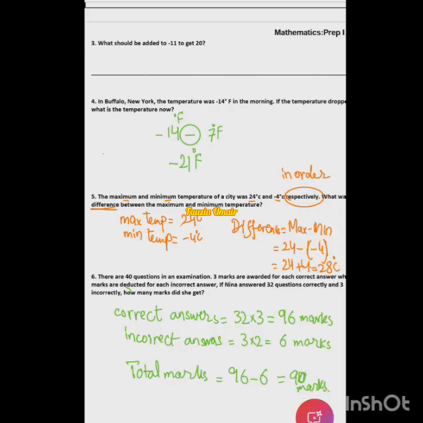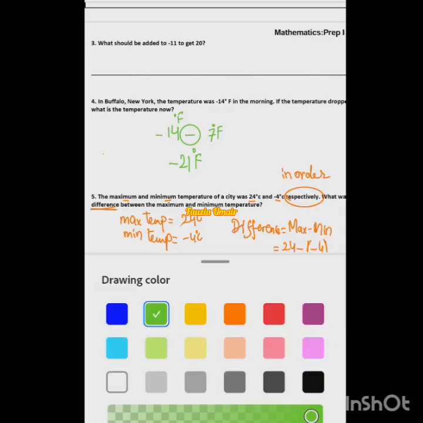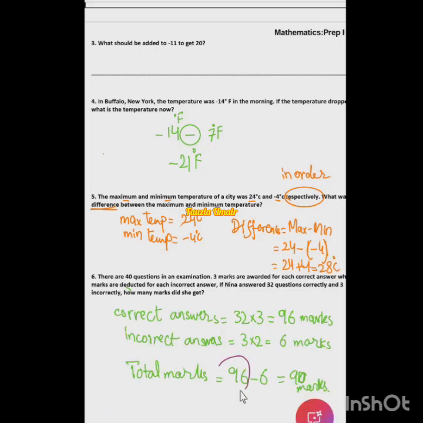So where is the concept of integers here? I don't think so. Can you see any negative number here? No, ma'am. So basically this is the negative number. It should be written like this: plus 96 and minus 6. Plus 96 are the marks for correct answers and these are the marks for incorrect answers, right?